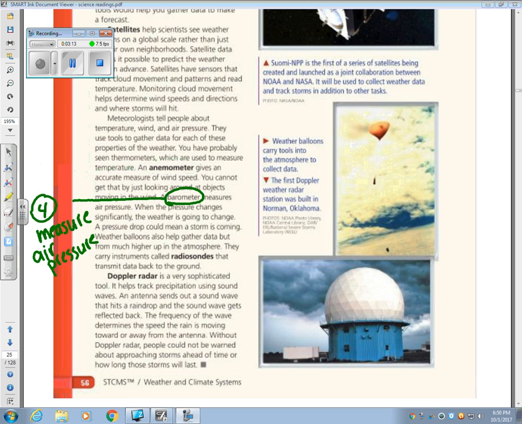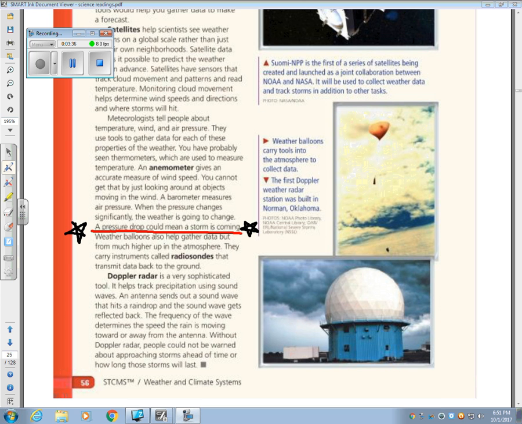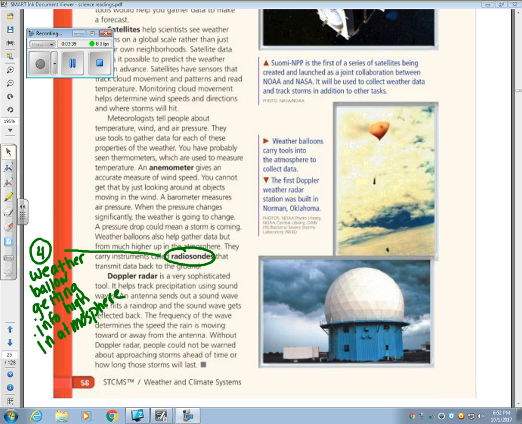So the fourth instrument that a meteorologist uses is a barometer, and basically that measures air pressure. Also note that if you have a big pressure drop, you know that a storm is coming. So if you could star that, because that's an important concept. The next instrument that a meteorologist uses is a radiosonde, which is basically a weather balloon, and you're getting information really high in the atmosphere.